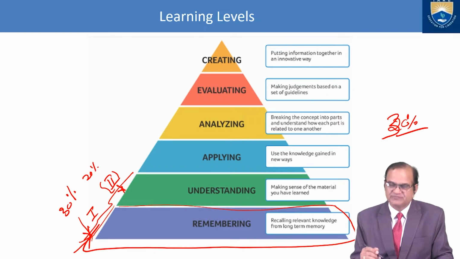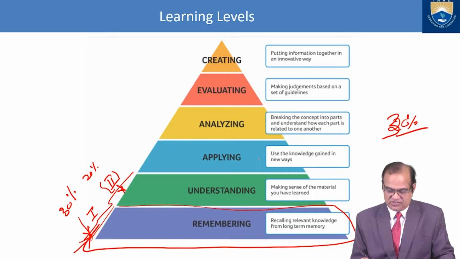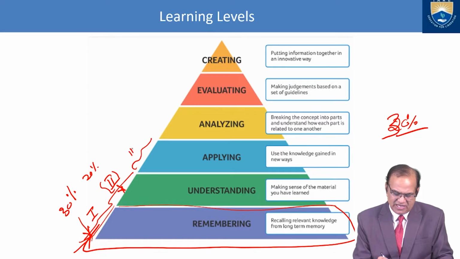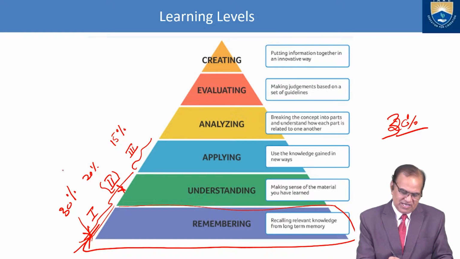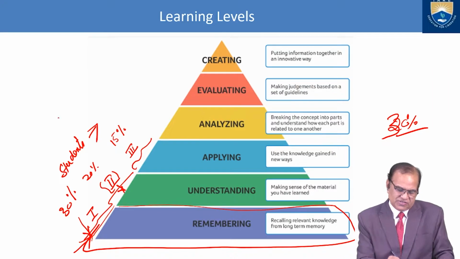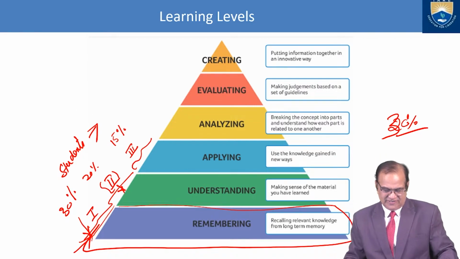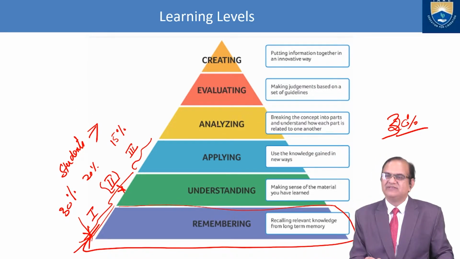If you go further, whatever you have understood, you use the knowledge gained in new ways. Whatever knowledge you have got by remembering and understanding in your class, you try to apply here. This is the third level, and nearly 15% of the students reach it, that is the students' number. So now it is 65% completed here. Now if you go to the next, you will have the analyzing capability.